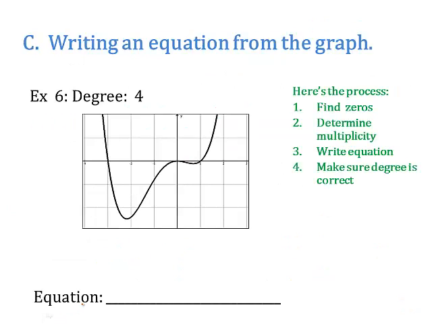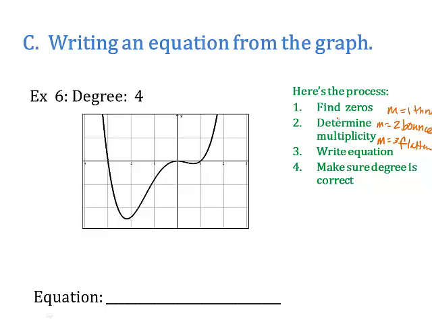All right, writing the equation from a graph. This is getting a little more complicated, but you're just using the steps you've already done. Remember what the multiplicities mean. If it's a 1, that means it's just going through it. If the multiplicity is a 2, it's a bounce. And if the multiplicity is a 3, it's flattening. I'll show you examples.